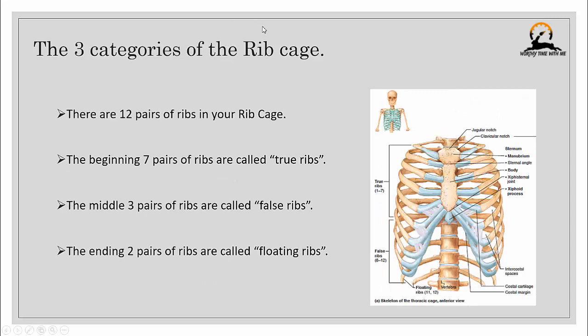The 3 categories of the rib cage. Remember, I was talking earlier about learning the 3 categories. Now we're about to learn each of the 3 categories. Now, you see this diagram over here? This is made of 12 pairs of ribs. The beginning 7 are called true ribs. As you can see, this diagram shows it clearly. Now, there are 3 middle pairs of ribs called false ribs. First, there are true ribs and false ribs. Now, there are 2 more still. Those are called floating ribs.